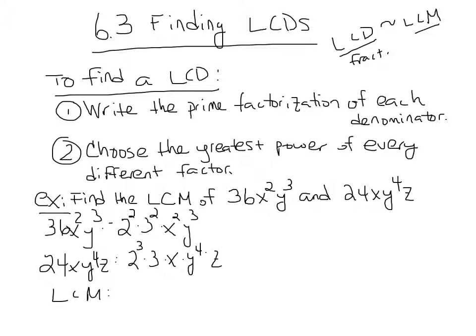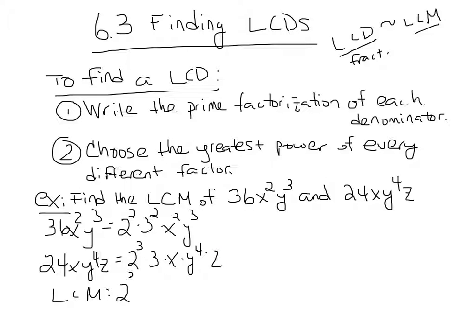So we would say the least common multiple. So we're looking at every different factor. Now many of the factors here are actually common. 2's are common, 3's are common, x's are common, y's are common, but z's are not. We really don't care if they're common or not. So we're just going to choose the largest power of every different factor.